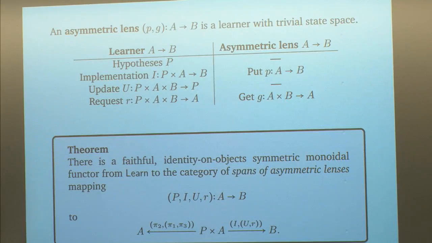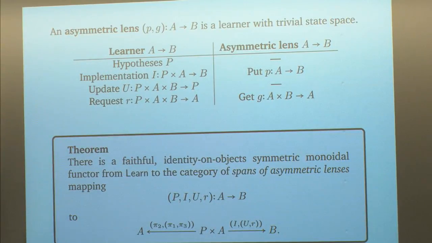So there's a strong analogy between learners and lenses. For those of you that don't know what a lens is, here's a one-line definition. A lens is a learner with a trivial state space. What does this mean? Well, it means that this space is trivial, right?